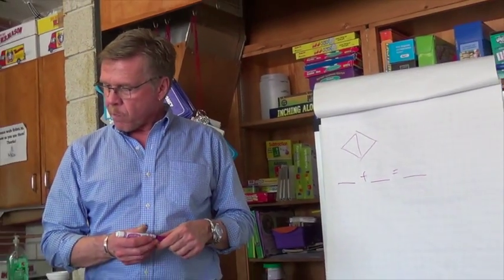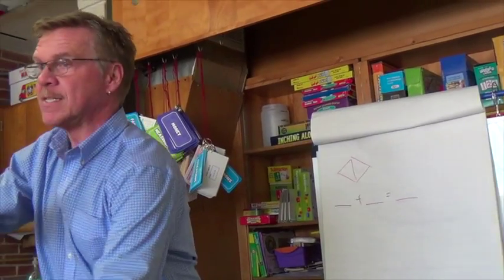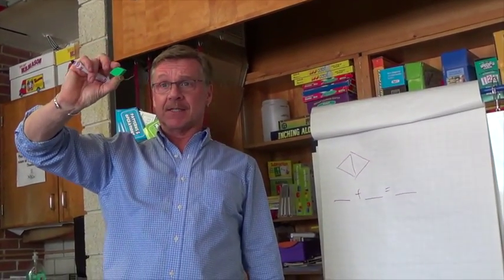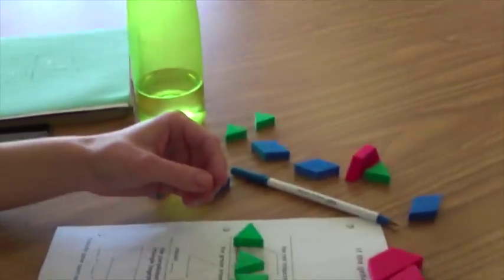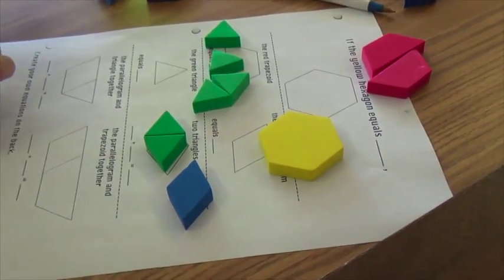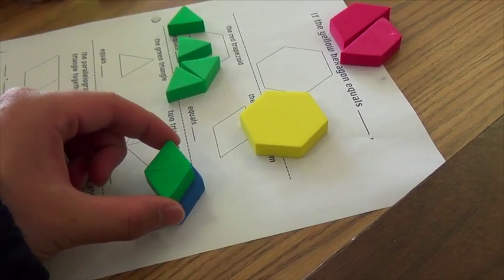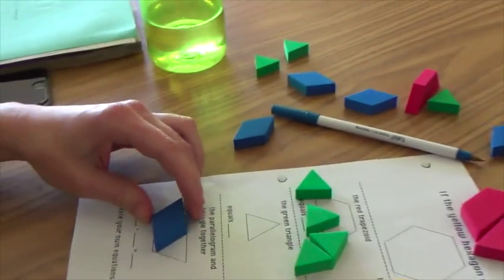Evan? 1/6 plus 1/6. It does equal 2/6, obviously, but what else does it equal? 1/3. Chelsea just held up 1/3. 1/6 plus 1/6 equals 1/3, right? Then we have the next one down there. We have a parallelogram or a rhombus, the blue one, plus a triangle.